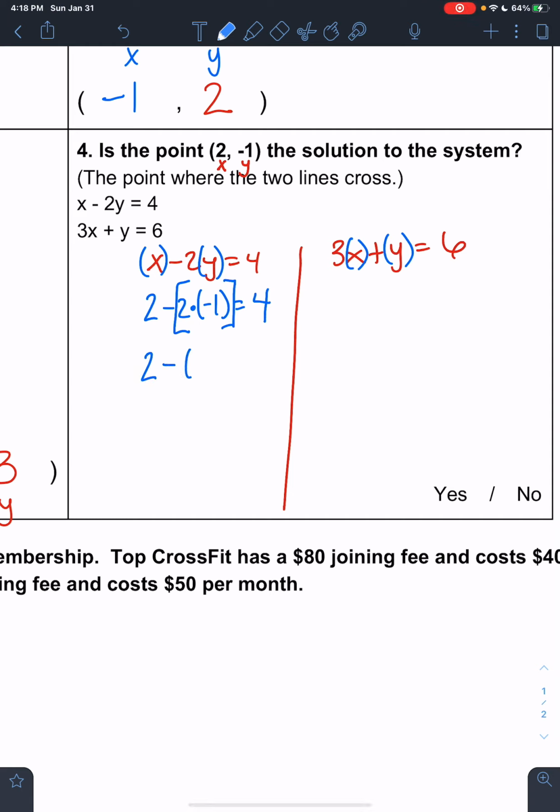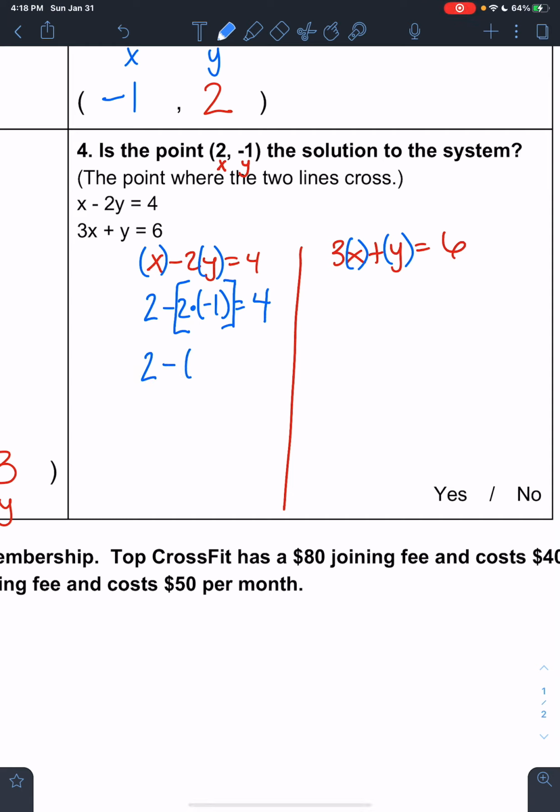Okay, so was it actually on that line? It doesn't show that it was. So we have to double check and make sure that we did something correctly here. Well, I don't see my error, but I'm going to go back and check that in just a minute.